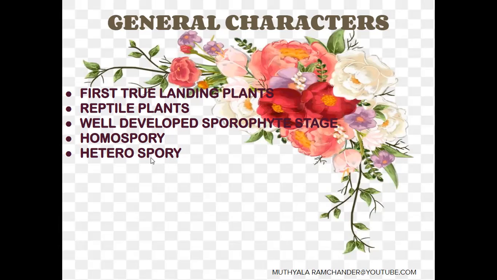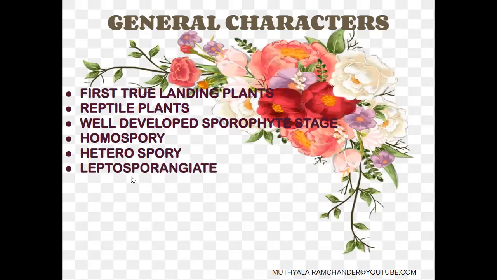One is small in size, called microspores. Some are large in size, called macrospores. Macrospores and microspores developed from a single sporophytic plant of Pteridophyta is called heterospory.